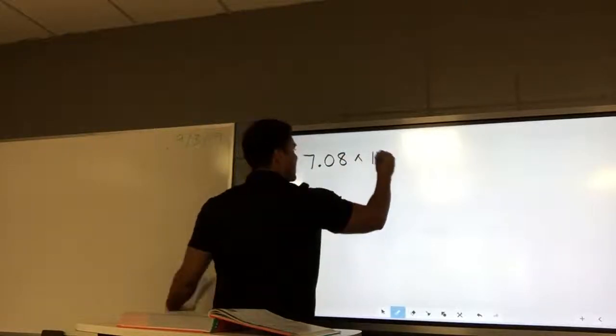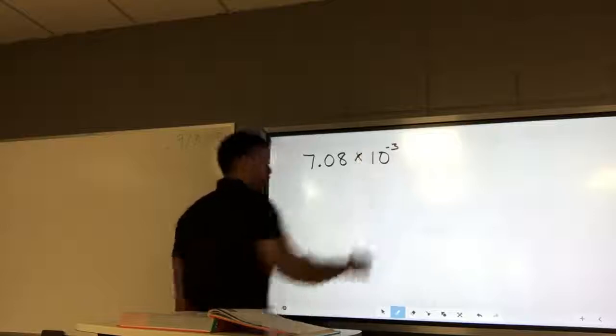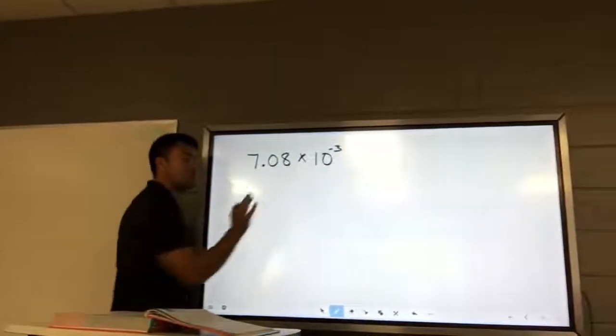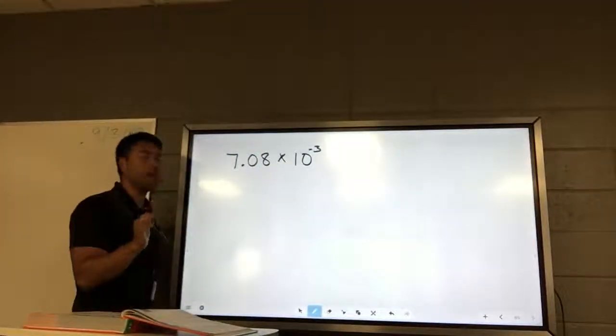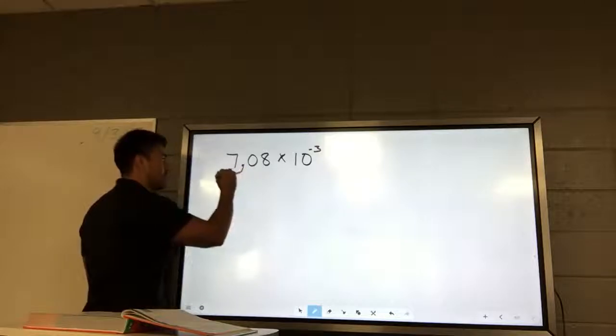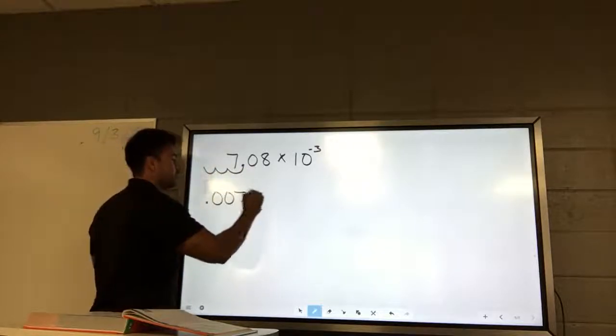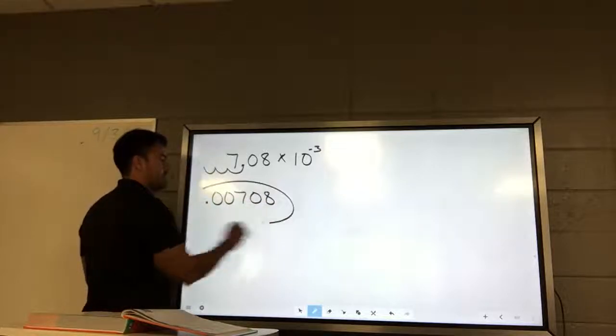7.08 times 10 to the negative third. Big or small? Small. It's got to be small. Negative exponent. Okay. Move that decimal 3 times. Which way? Left. Again, if you moved it to the right, 1, 2, 3, it looks good, that's not too bad, but it's a big number. You wanted it to be small. So 0.00708. That's standard form. That's how you normally see a number.